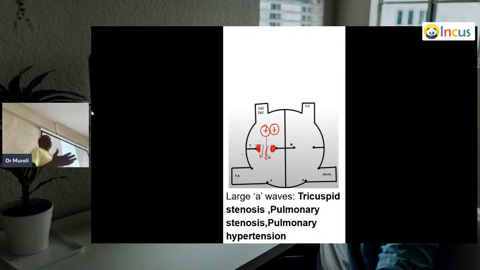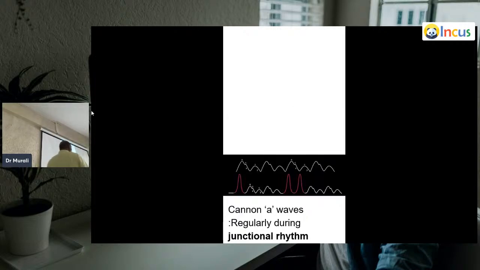Once more, when you are going back to the reading room, friends need to do this revision only. You know the tricuspid valve, after that the pulmonic valve, and after that the pulmonary artery. Tricuspid stenosis, pulmonic stenosis, pulmonary hypertension, they all lead to a large A wave.